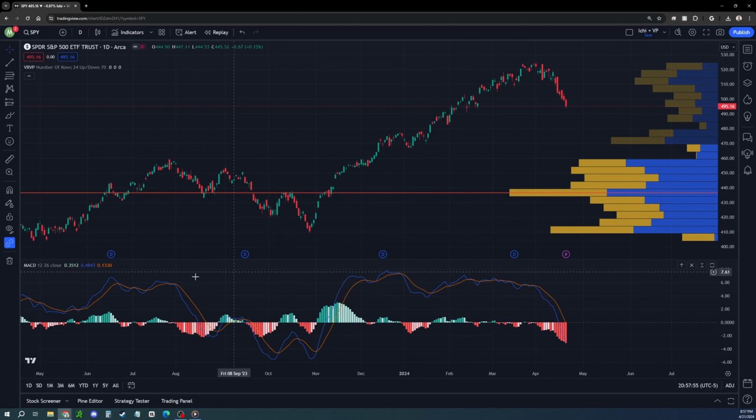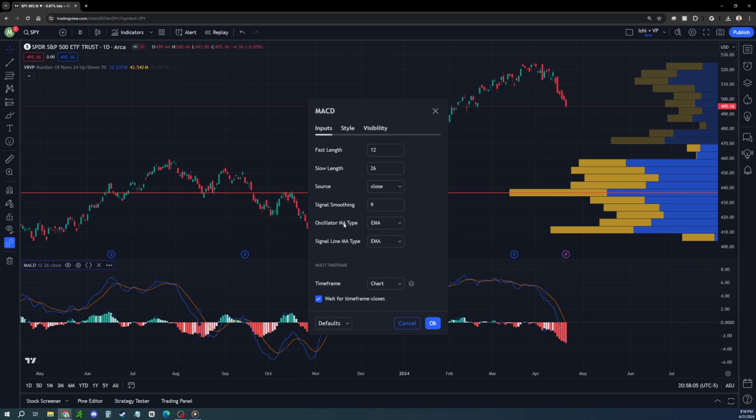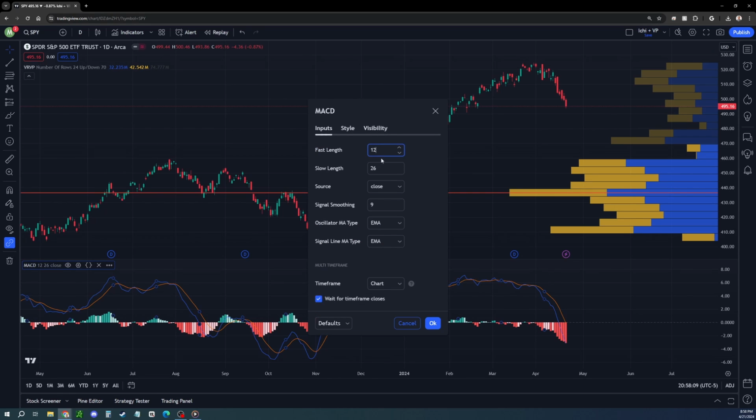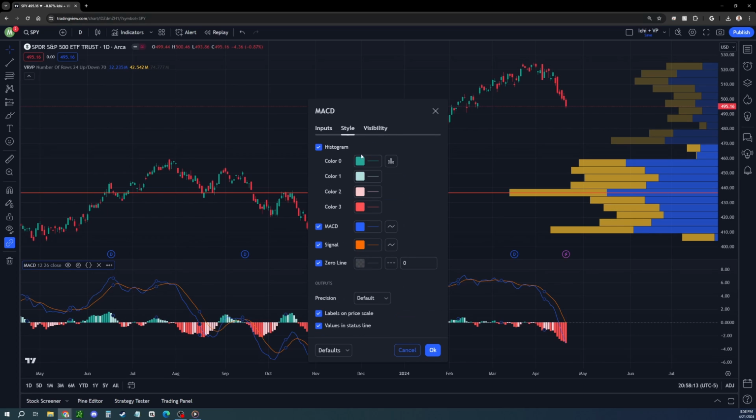Once the moving average convergence divergence, or MACD, is added to your chart, you can customize its settings by hovering over the indicator name until the gear icon pops up, which you can then click to open the settings. You can change the lengths, but it is recommended to leave them at the default settings of 12, 26, and 9. Under Style, you can also change the colors of the lines if you wish. By default, the MACD line is blue, and the signal line is orange.